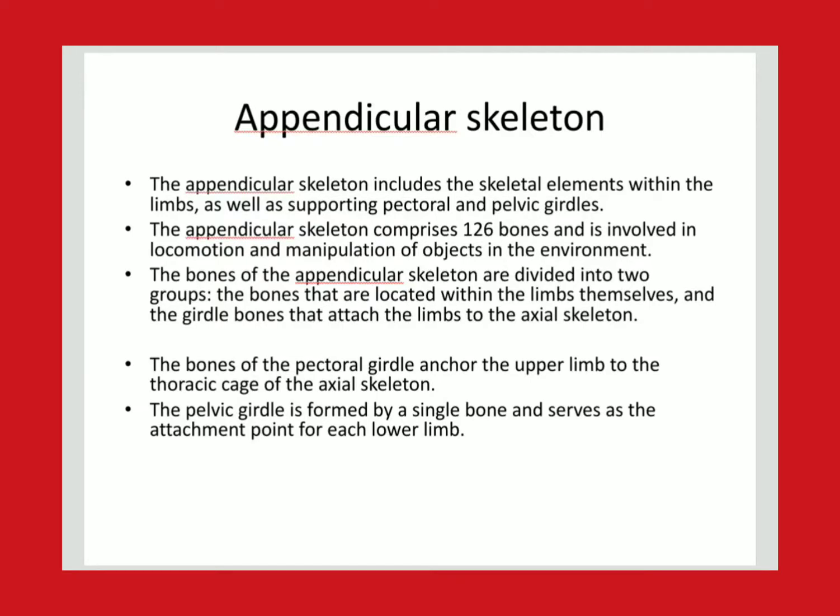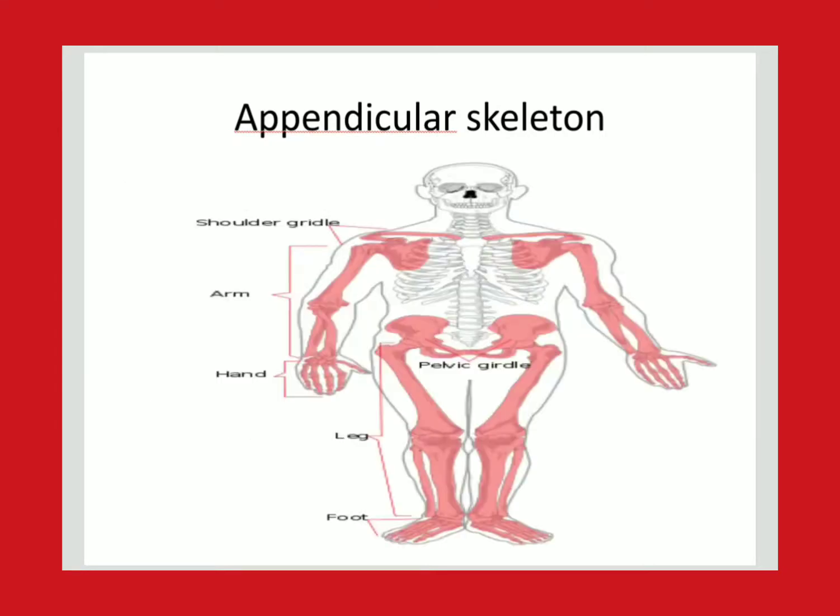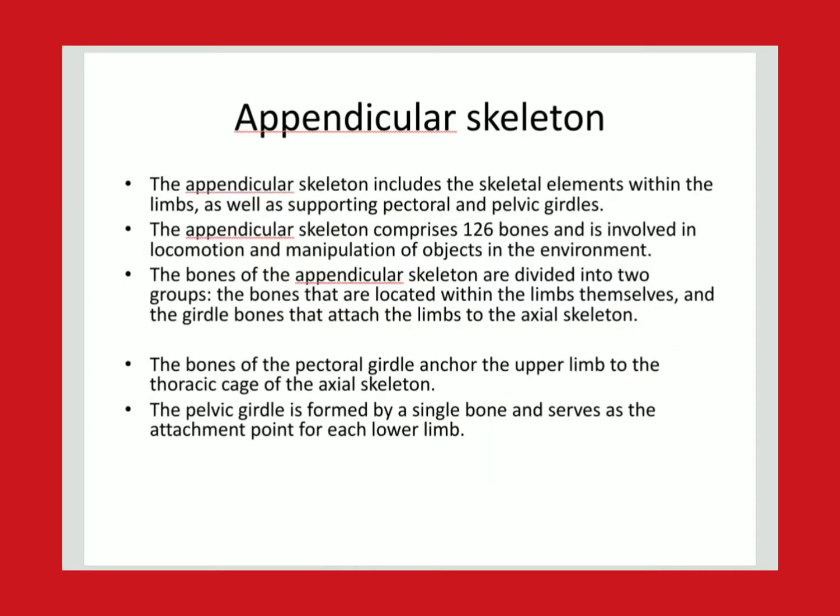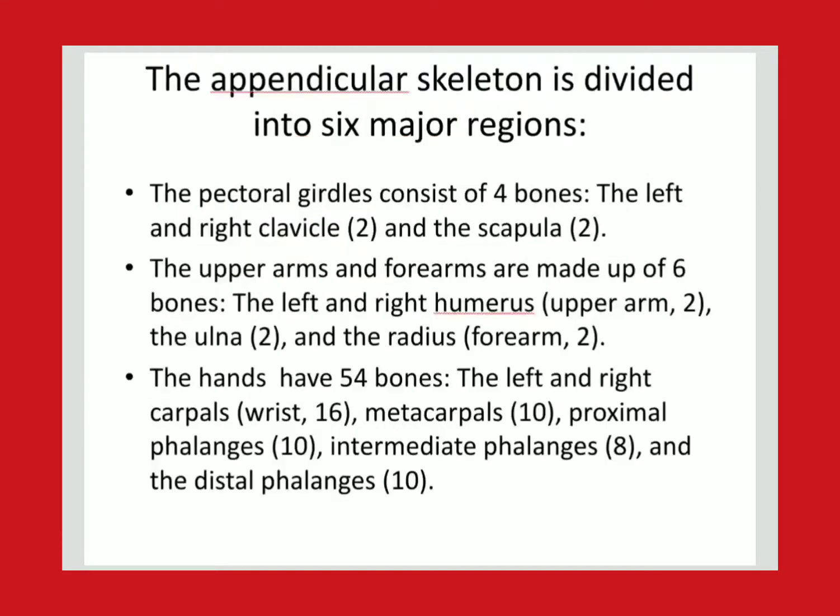The bones of the skeleton are divided into two groups: the bones located within the limbs themselves and the girdle bones. The girdle bones attach the limbs to the axial skeleton. The bones of the pectoral girdle anchor the upper limb to the thoracic cage of the axial skeleton, and the pelvic girdle is formed by a single bone and serves as the attachment point for each lower limb. So the pectoral and pelvic girdles comprise the upper part and the lower part.